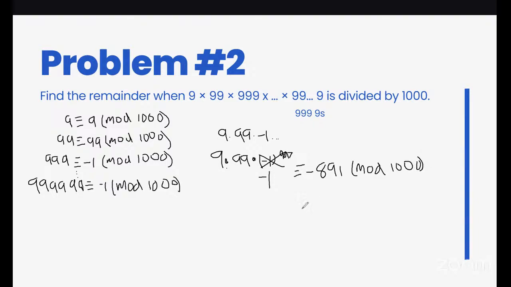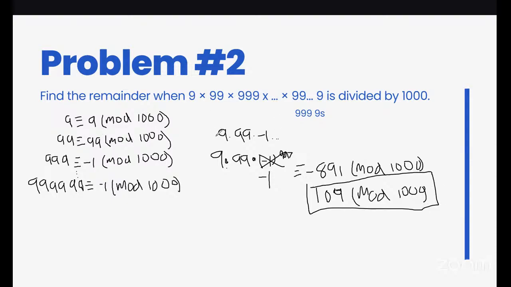Which would then, to make it a positive number, we could just write that as 109 mod 1,000. Sorry for my bad handwriting. So 109, which would be our final answer.